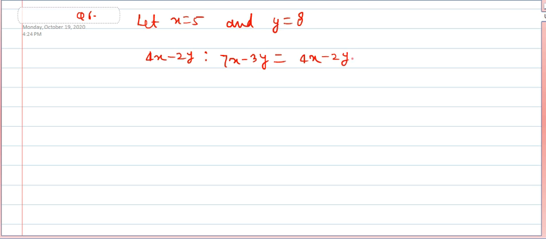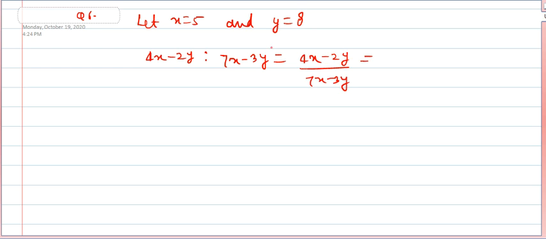हम x की वैल्यू 5 और y की वैल्यू 8 कंसीडर कर सकते हैं. ओके, ये भी एक मेथड होता है क्वेश्चन को सॉल्व करने का. So we can just write, let x equal to 5 and y equal to 8. Then for x minus 2y, so 4x minus 2y is to 7x minus 3y equals 4x minus 2y upon 7x minus 3y.